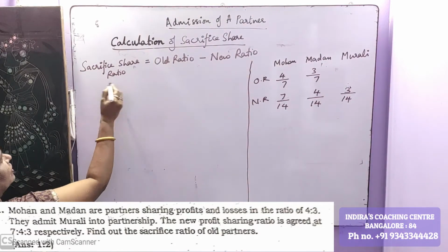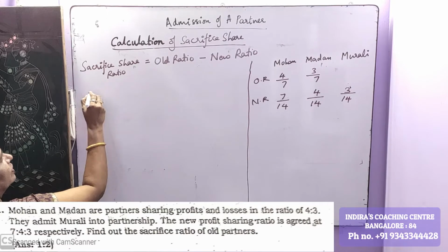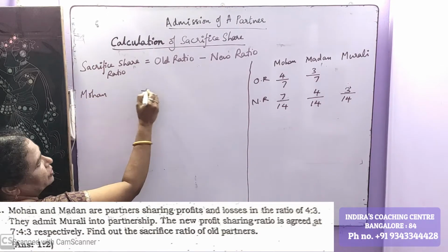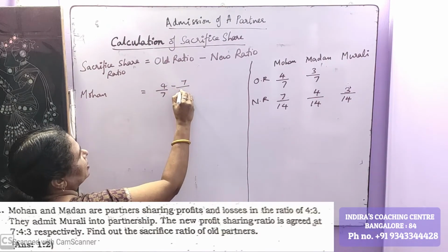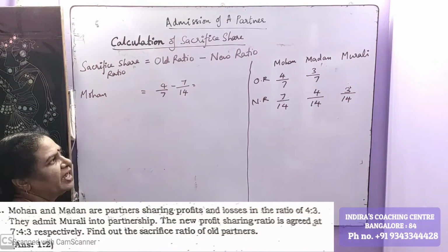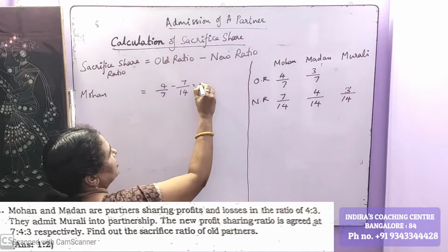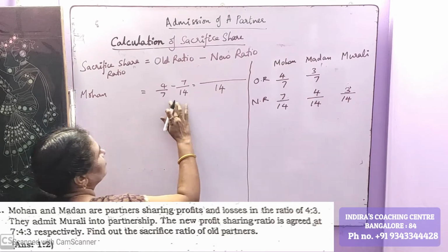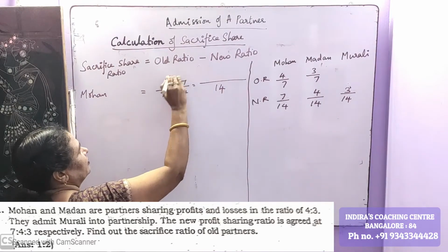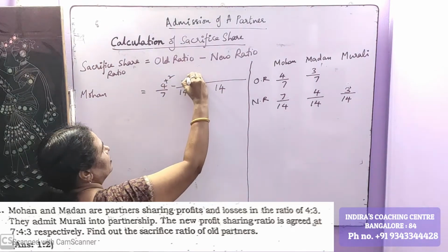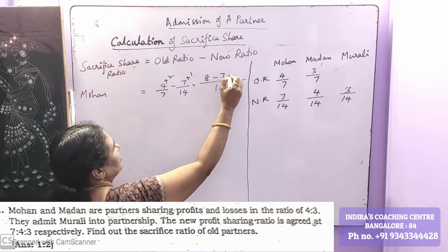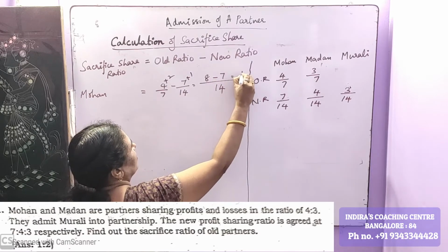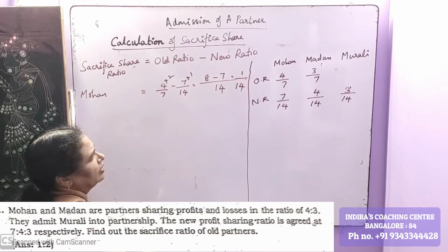Sacrifice ratio of Mohan is equal to old ratio 4/7 minus new ratio 7/14. So LCM would be 14. 7 2s is 14 and 14 1s is 14. 8 minus 7, 1 by 14.